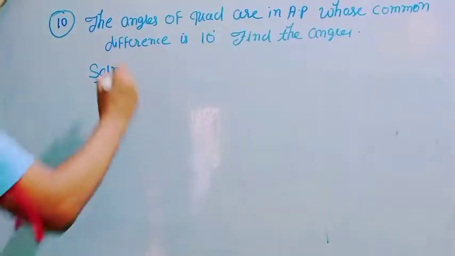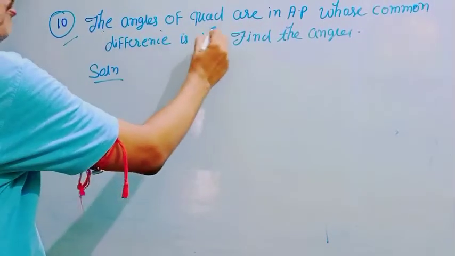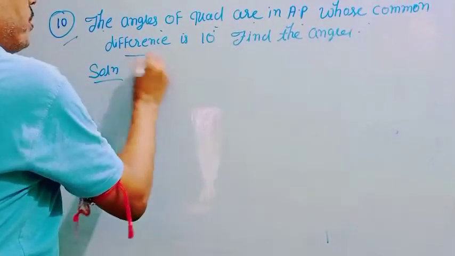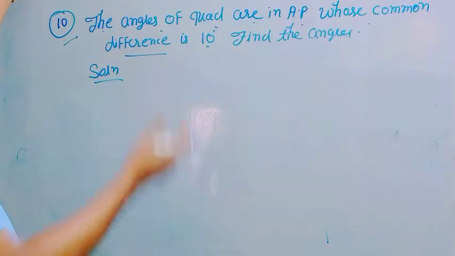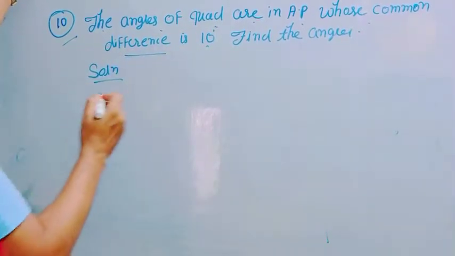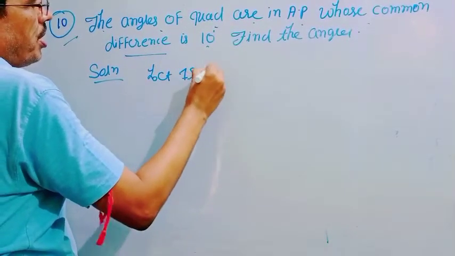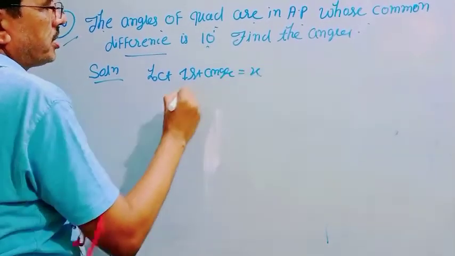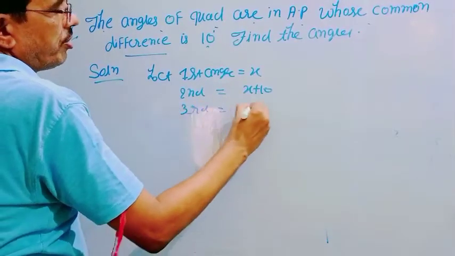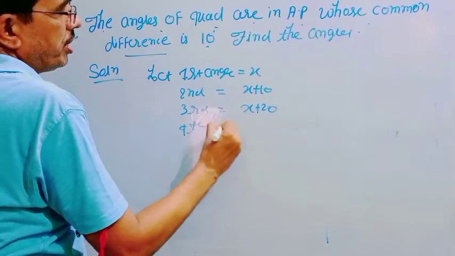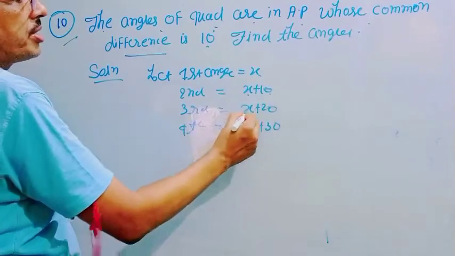So see, this is the last question of this video class. The angles of a quadrilateral are in AP whose common difference is 10 degrees. Find the angles. This question is related to linear equations. It is not compulsory to solve it by AP. So we write here: let the first angle be x, second angle x plus 10, third angle x plus 20, and fourth angle x plus 30. Because the difference is given as 10.